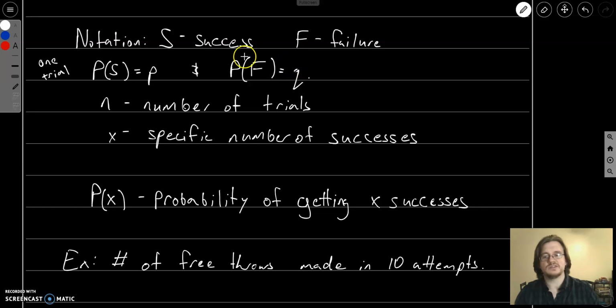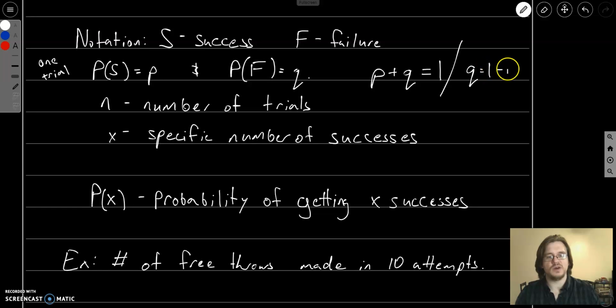So since we are certain to get either a success or a failure, these are complements of one another, and that means that their probabilities should add up to 1. Generally, we're only given P. In a question, you're generally only given P, so we would normally write Q as just going to be 1 minus P. And this is just a quick way of calculating this.